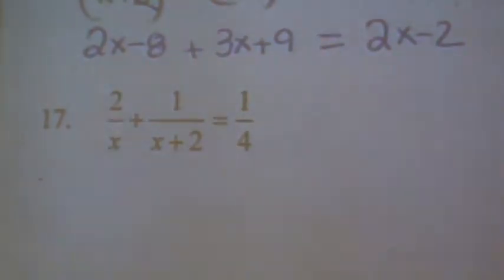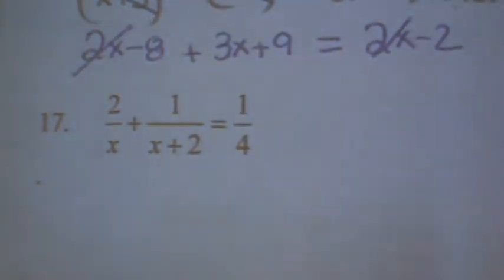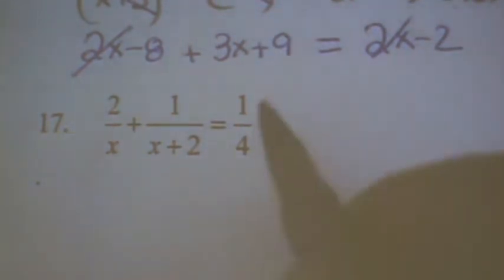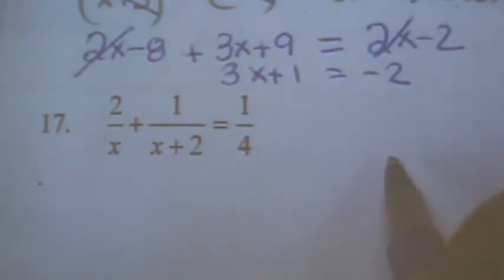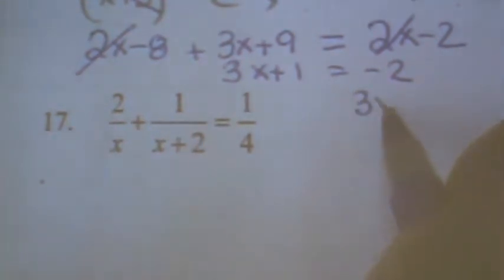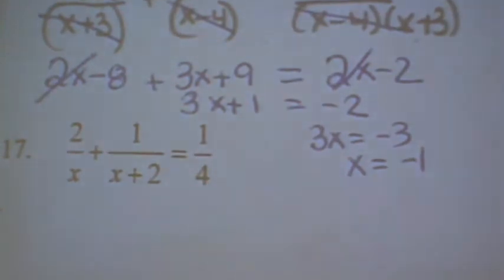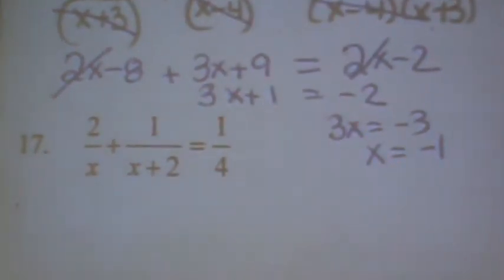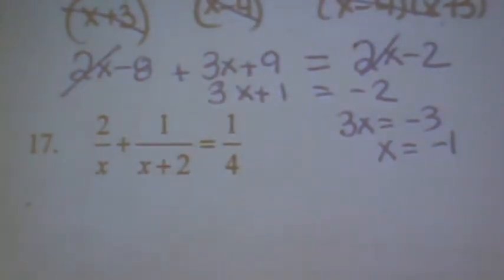Subtract the 2x. Even Steven, guess what? Goodbye. What else? What do you have? You have 3x plus 1 equals negative 2. Subtract 1. What's x? Can it be negative 1? Yep. As long as it didn't come out to be a negative 3 or a 4. So what's the answer? X is negative 1.